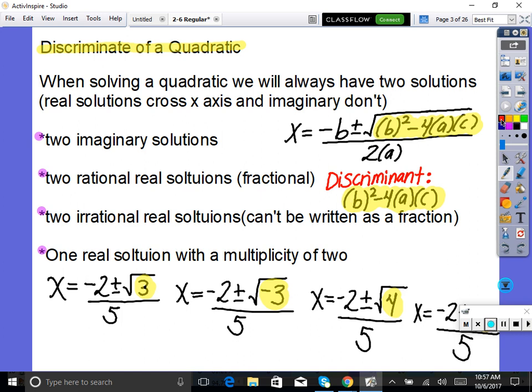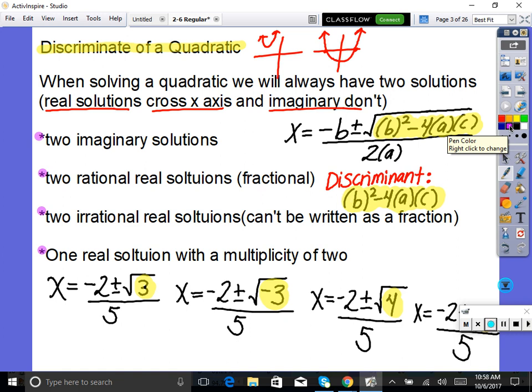So if I don't want you to find the actual solutions, you get what I'm saying. I just want to know what kind of solutions we're dealing with. Then you could just use the discriminant. So everybody, when solving a quadratic, we can use the quadratic formula. We know we'll always have 2 solutions. Now understand, real solutions will cross the x-axis and imaginary solutions don't. So a quadratic that looks like this has 2 imaginary solutions, and a quadratic that looks like this has 2 real solutions. All good?